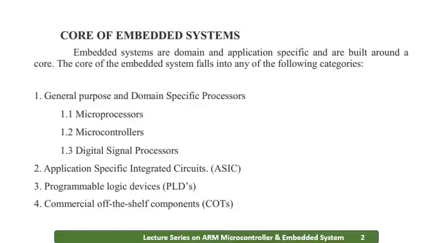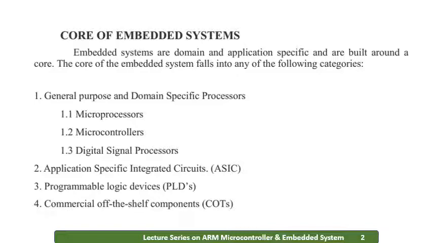So the core of an embedded system. The core of an embedded system means it is the heart of the embedded system, which will be either a microprocessor or a microcontroller or a digital signal processor, or it might be an application specific IC or ASIC, or a programmable logic device, or it may be commercial off-the-shelf components. So this is the core of the embedded system. The core of the embedded system means all the processing, all the controlling, whatever we want to do, is done by these.